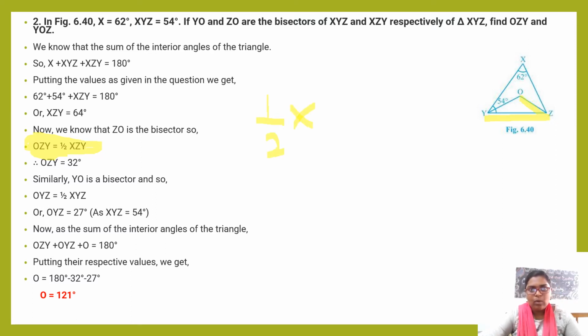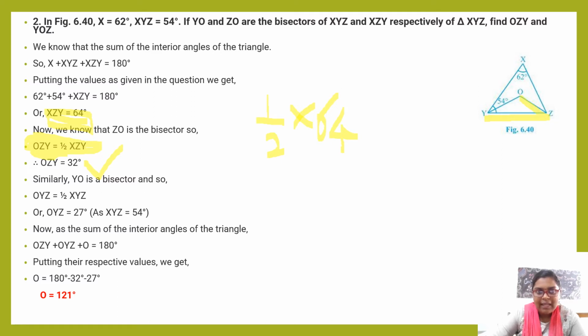Half into XZY. What is the value of XZY? Which is 64. Here it is. So half into 64, you will get 32. How did this 64 come?